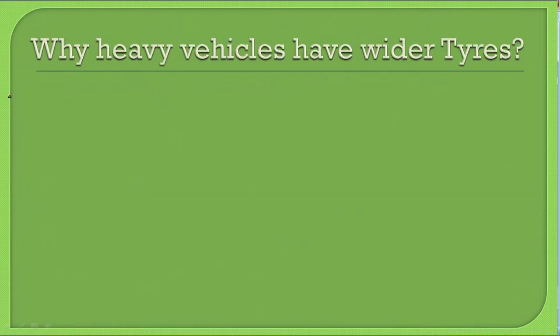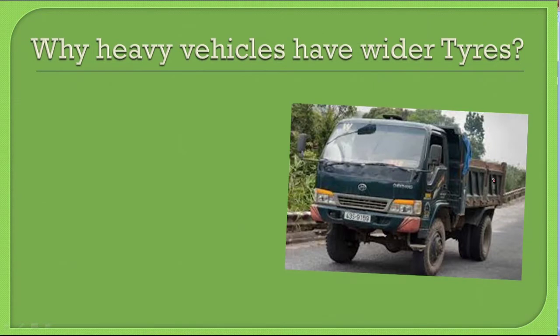So as you know, why do heavy vehicles have wider tires? You have seen the truck. A truck carries heavy loads. But when you have noticed, two tires are there at the back. So why? Because the heavy load means the pressure is more. So do we have to reduce the pressure by increasing the area? If you put two tires, the area will increase. Area increases means the pressure will decrease.